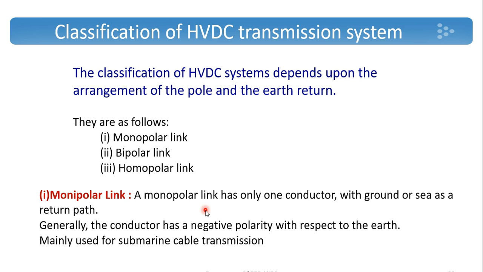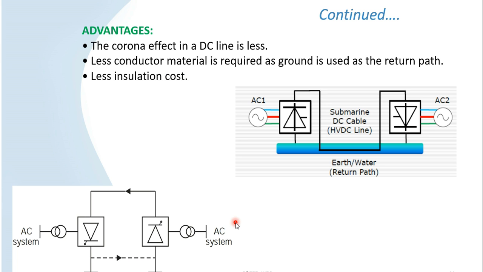A monopolar link has only one conductor with ground or sea as the return path. There will be only one conductor and ground or sea is used as the return path. Generally, the conductor has negative polarity with respect to ground. It is mainly used in submarine cable transmission.